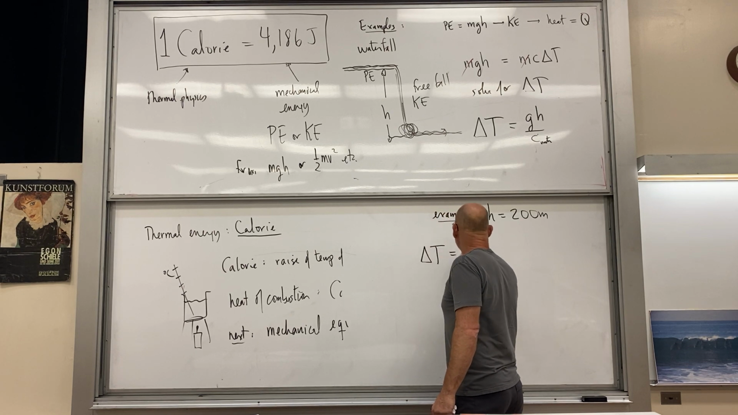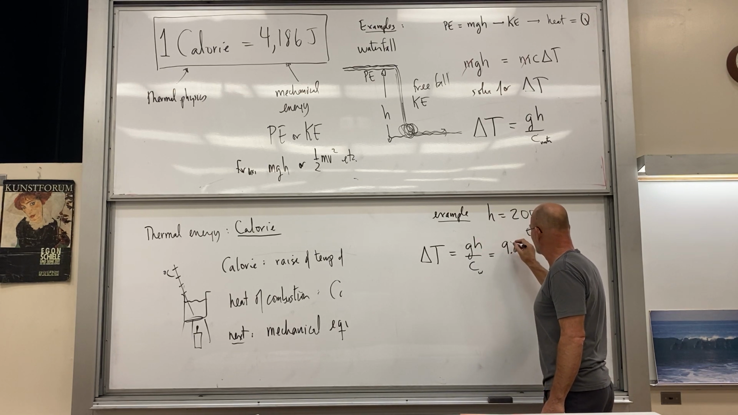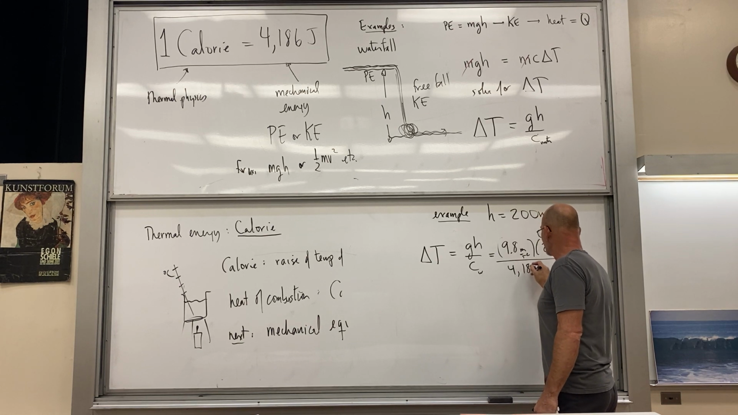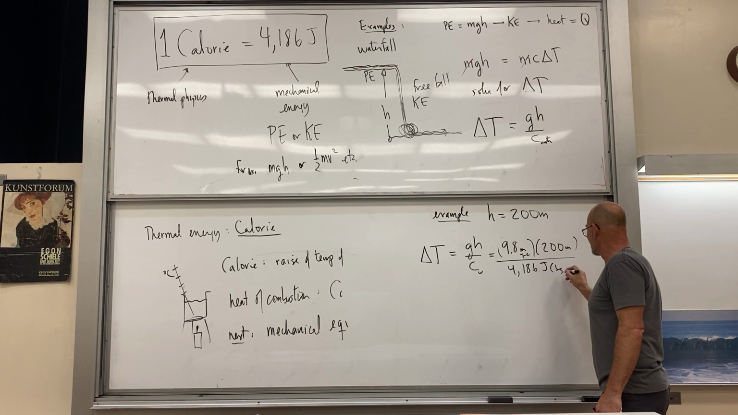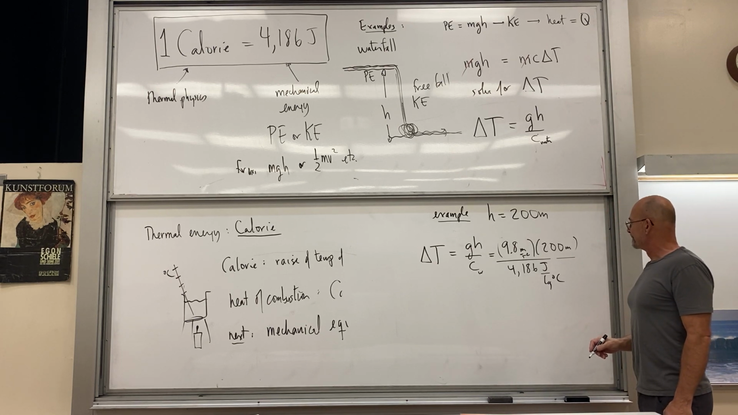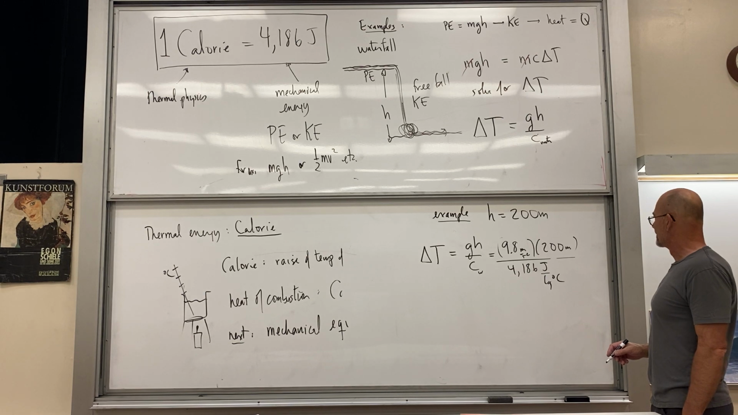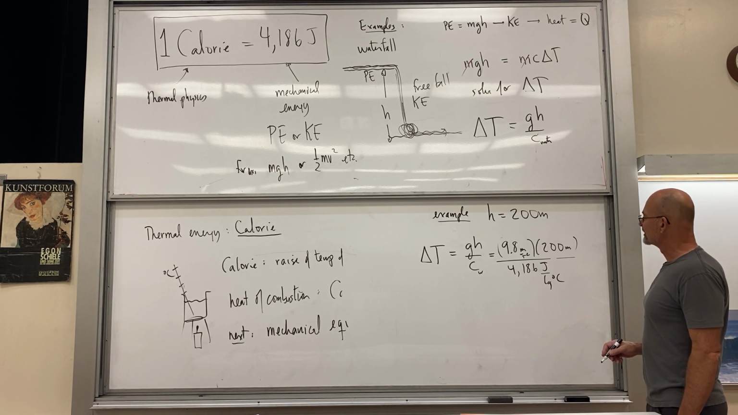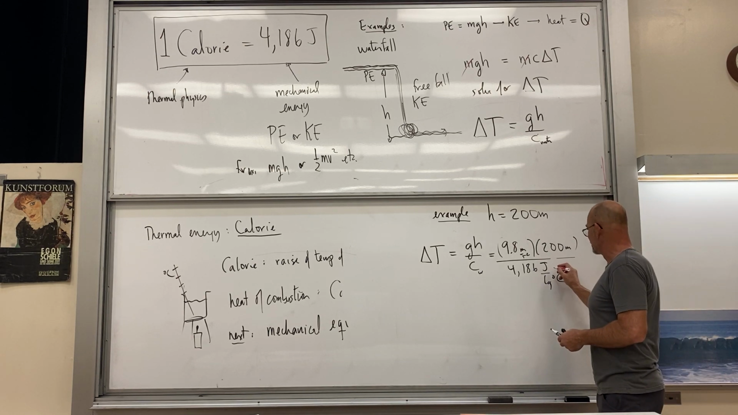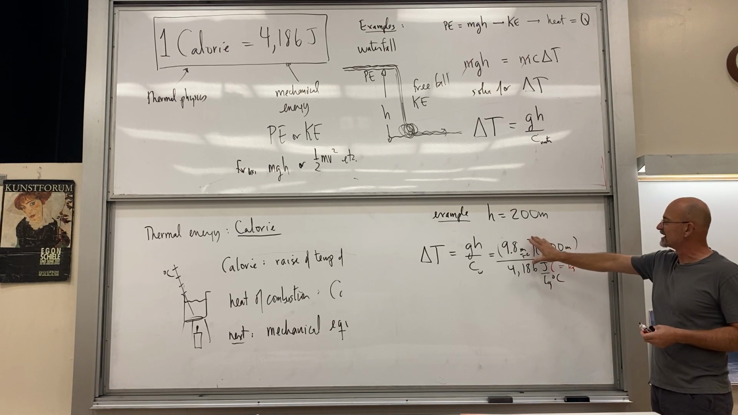So delta T is equal to gh over c. So we have 9.8 meters per second squared, 200 meters, and 4,186 joules per kilogram degrees Celsius. The joules unit contains kilograms, so there's no problem there. Joules in parentheses equals kilograms meters squared per second squared. The units come out as degrees Celsius, as they have to.